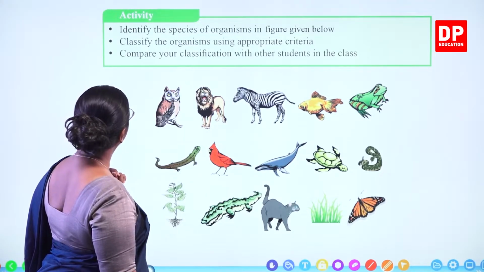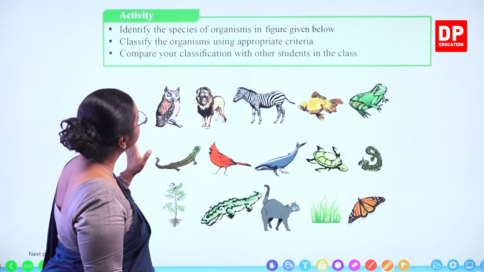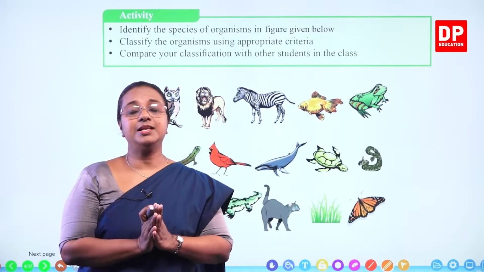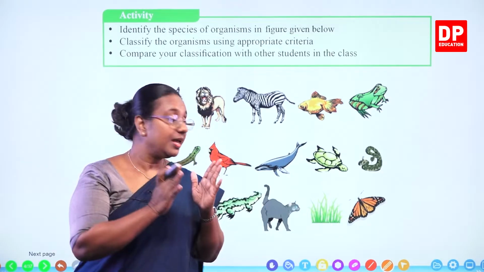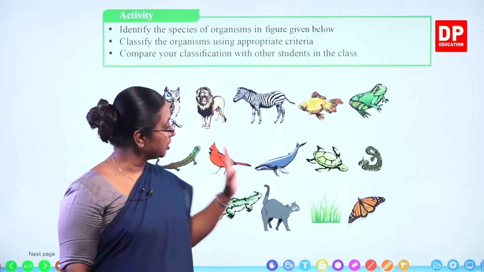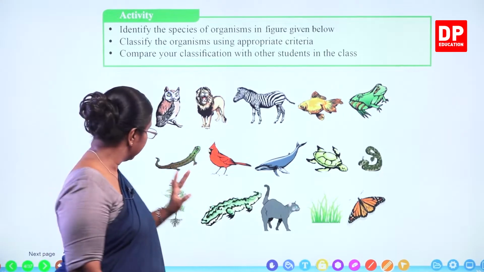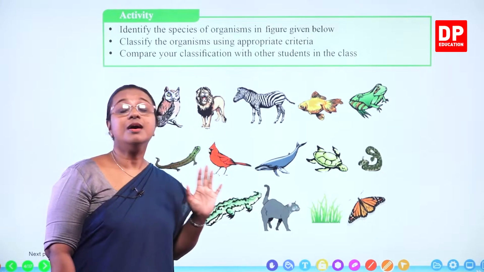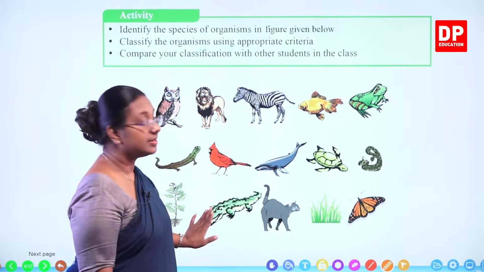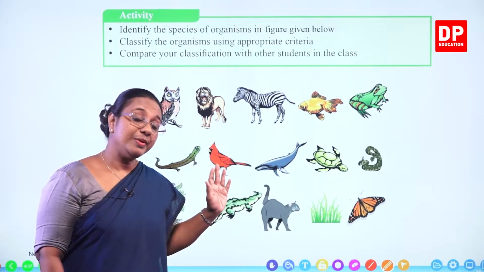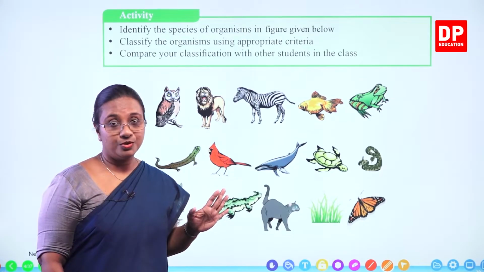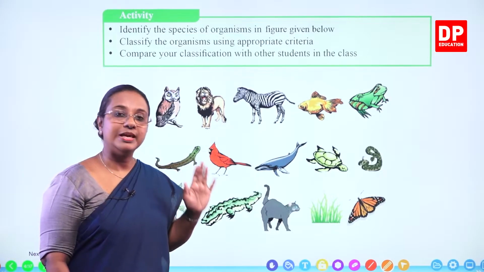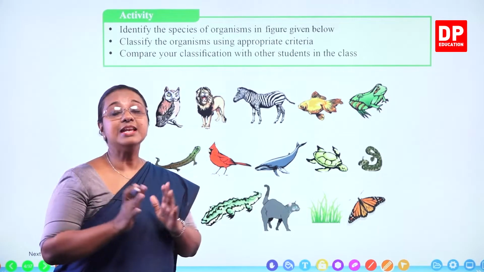Then what's the second step? Classify the organisms using appropriate criteria. Now when we say appropriate criteria, say if you look at all the organisms, you all can identify immediately. Now these two, I said Cupamania plant and grass. Those two are plants. All the others come under animals. Do we have a microorganism here? No. So immediately a very simple criteria can be used. We can classify them as plants and animals.